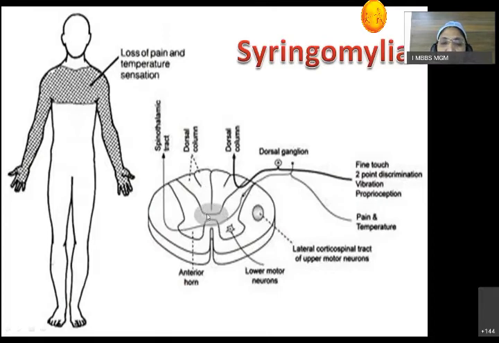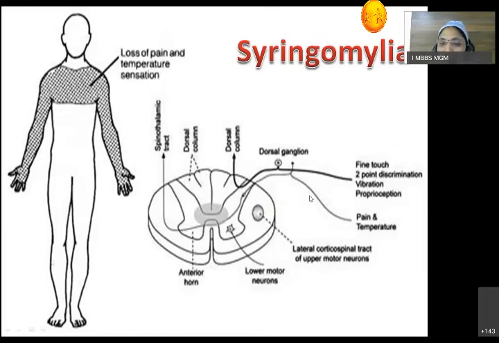Normally this cavity enlarges anteriorly. So what is here at this level? Here there is the anterior white commissure. What happens through the anterior white commissure? Through the anterior white commissure, the fibers of the spinothalamic tract cross to the opposite side. We know that the spinothalamic tract is responsible for pain and temperature sensation, and it carries pain and temperature sensation from the opposite half of the body.